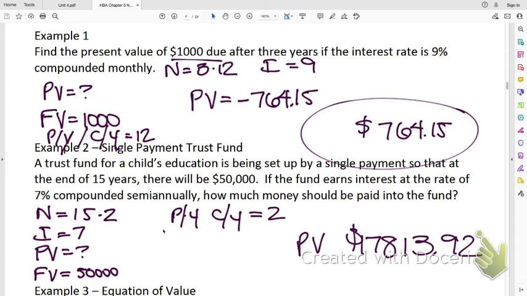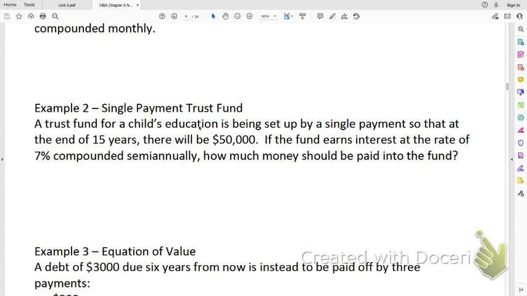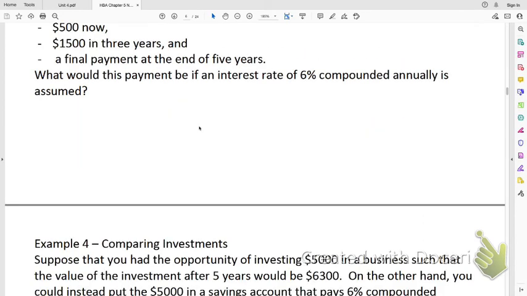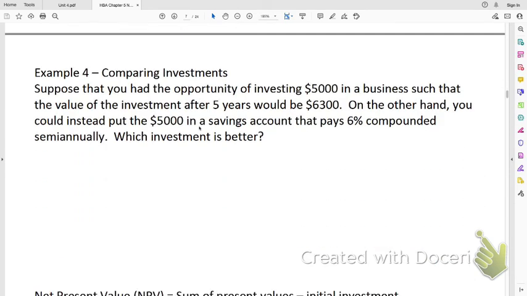On example 4, you have the opportunity to have 2 different investments. You can invest $5,000 in a business such that at the end of the 5 years, you have $6,300. Please understand that that is not asking you to do any math. They are telling you: investment 1, you put in 5,000, you get out 6,300. Okay?